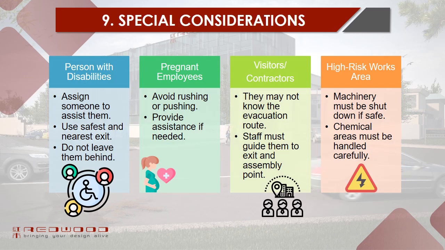Special considerations. During emergencies, certain individuals and situations require special attention to ensure everyone's safety. These include assisting disabled or injured employees to move to safe areas, providing special attention to pregnant employees during evacuation, assisting visitors or contractors who may not be familiar with emergency routes, exercising caution in high-risk areas such as machinery zones, chemical storage areas, or hazardous equipment. All employees should cooperate and ensure that no one is left behind during the evacuation process.